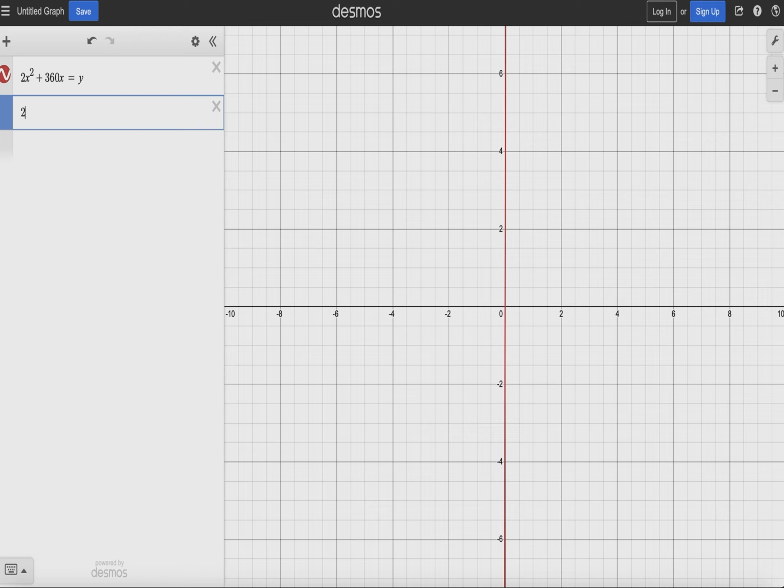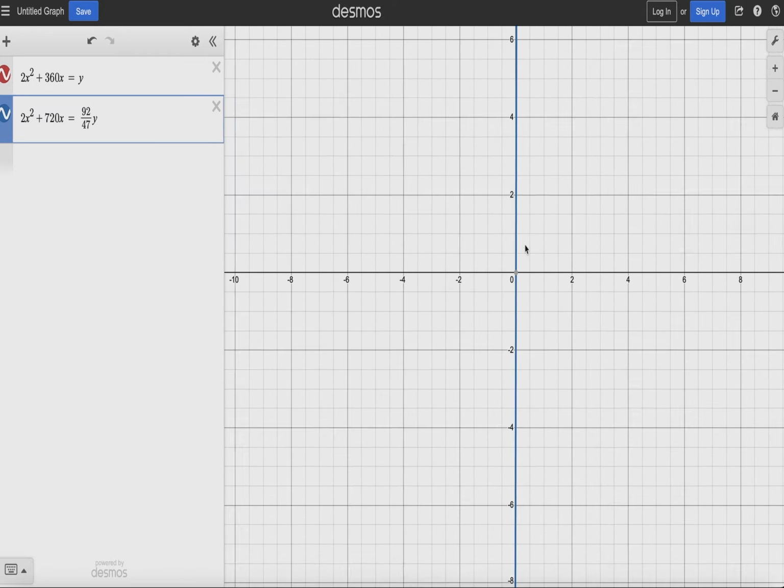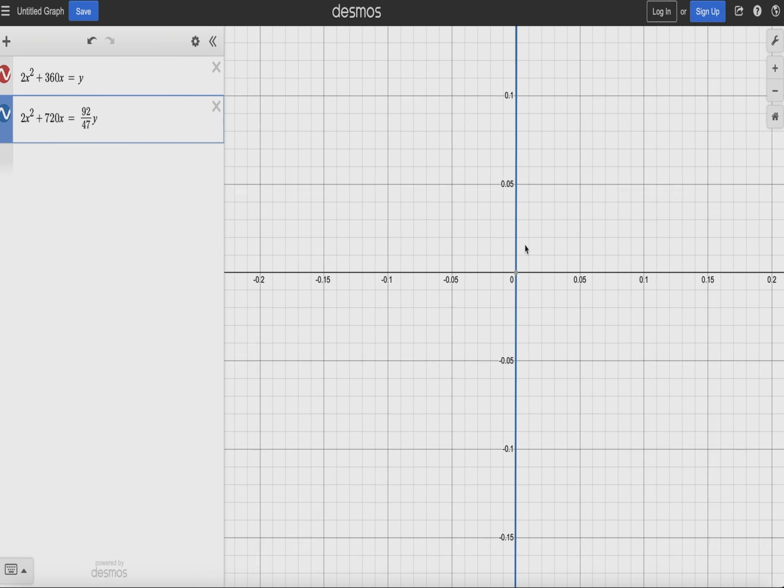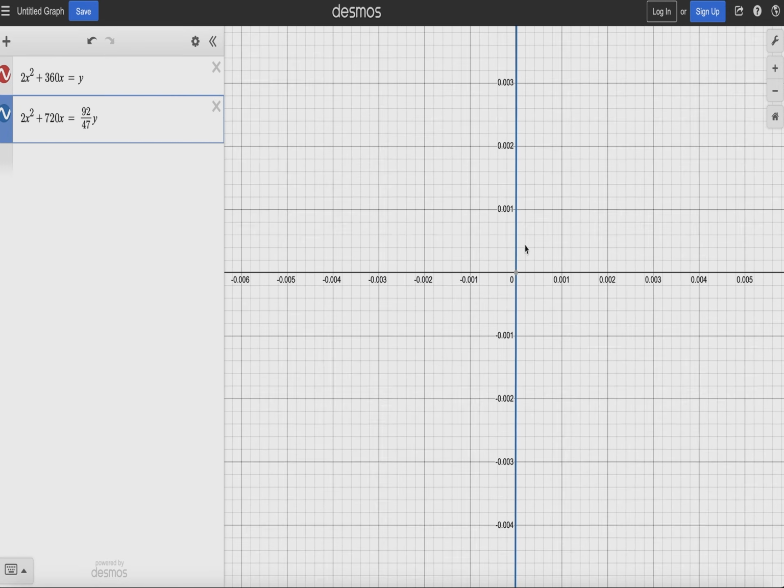And then we have 2x squared plus 720x equals 92/47 y. Now make sure the y is right after it, so it is effectively in the numerator. It's the same thing as reading it like so. Don't have it in the denominator. We're not dividing by y, we're multiplying by y.